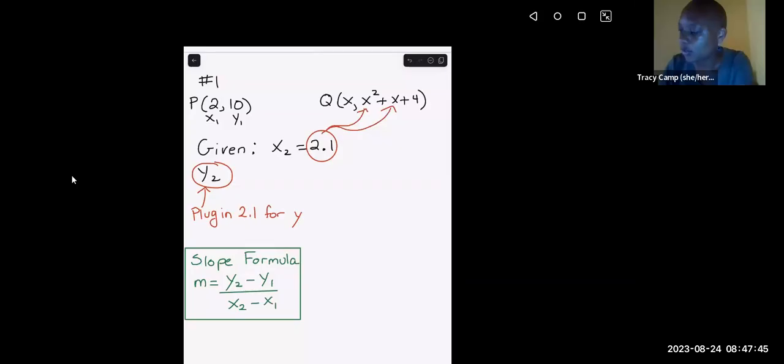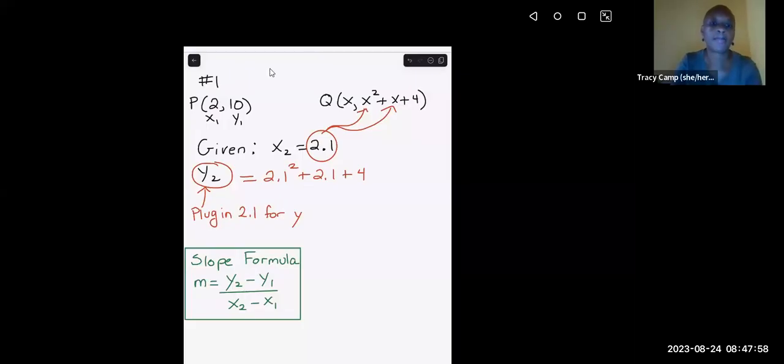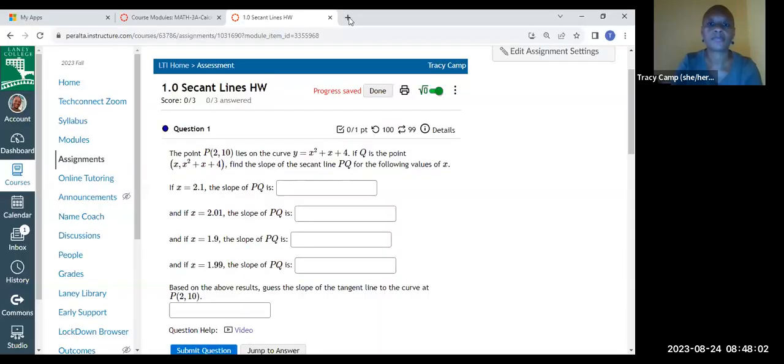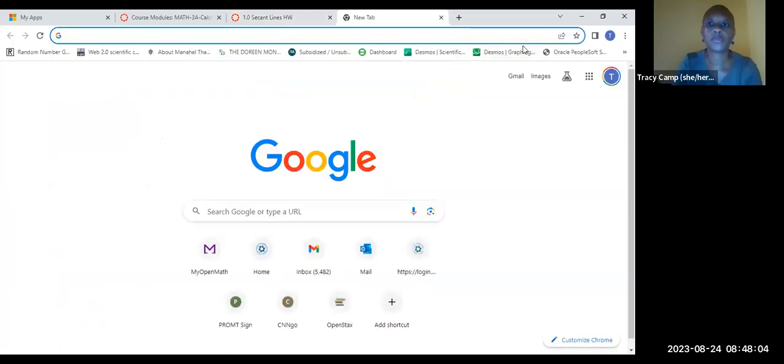So our y2 will be 2.1 squared plus 2.1 plus 4. We're just replacing all of our x's with 2.1. And then I'm going to just enter this in the calculator. So I'm going to go to Desmos, not the graphing calculator just yet.